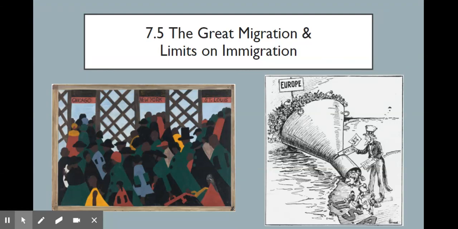Hi, everyone. Welcome back. Today, we're going to be looking at the effects of World War One, specifically the internal migration that is often called the Great Migration of African Americans out of the South. And then we're going to also look at the limits on immigration. So, all that external immigration that's been coming into the United States is going to very quickly dry up following World War One. And we're going to be looking toward the reasons for that as well.